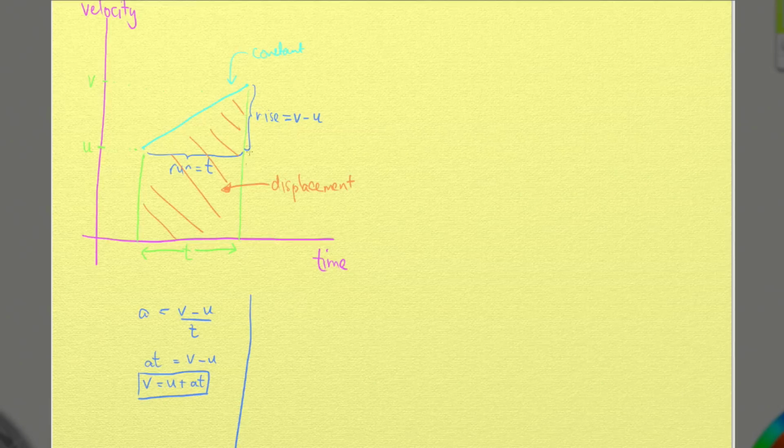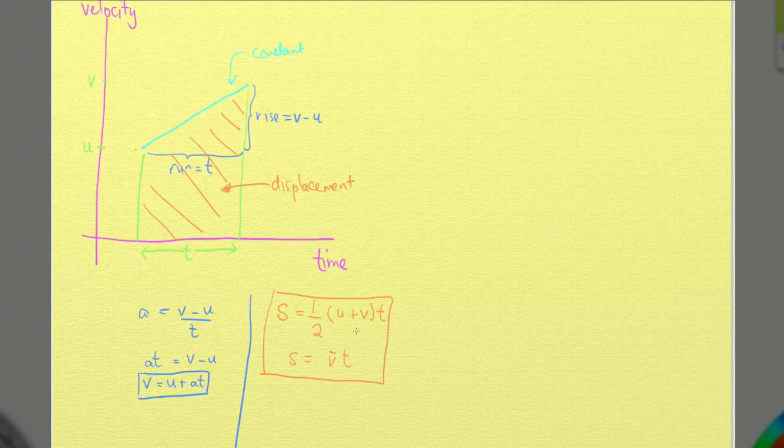You recognize this as a trapezoid with height t, top length u, and bottom length v. So the area is my displacement, and the formula for a trapezoid is half top plus bottom times the height, because if you turn this on its edge, you'll see that it is indeed a trapezoid. This is also written as half the initial and final velocity summed together, which is the average velocity, written v with a bar on top frequently. So this is usually taken to be the second equation.